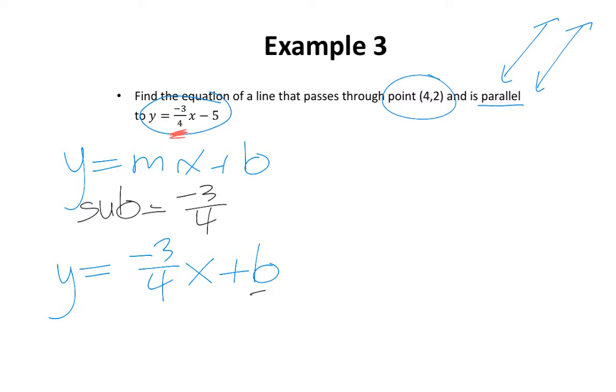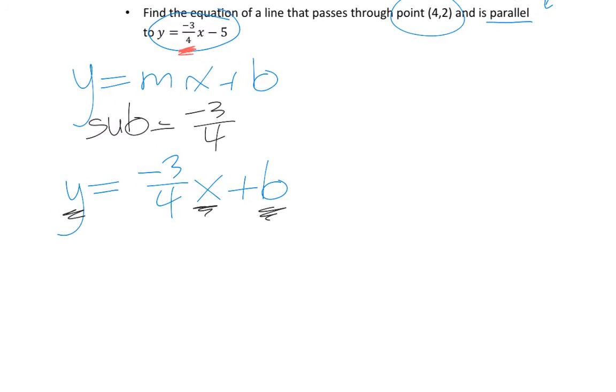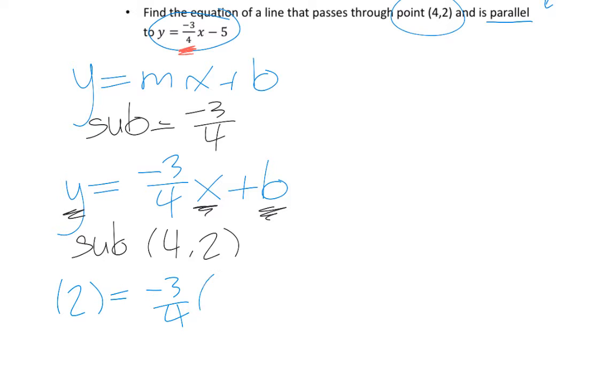Remember, we want to figure out what the y-intercept is, but we have these other variables of x and y. X and y represent any point on the line. We've been given a point on the line, and that is 4, 2. So let's substitute that in. Sub 4, 2. Which means I'm going to write a 2 instead of a y here, and I'm going to write a 4 instead of an x. Everything else stays the same.